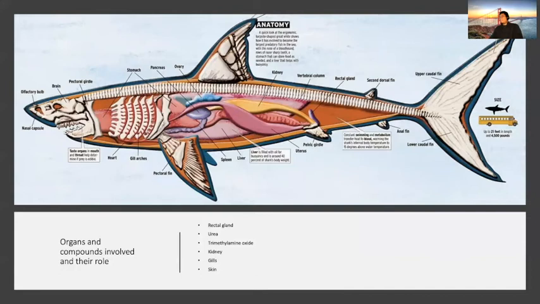So, what are the organs and compounds that the shark uses in general? Firstly, we have the rectal gland. The rectal gland is going to be towards the very bottom over here, and it is a specialized organ in the shark's body that excretes salts. Salts are also excreted from the urine. So, through feces and urine, salt comes out.